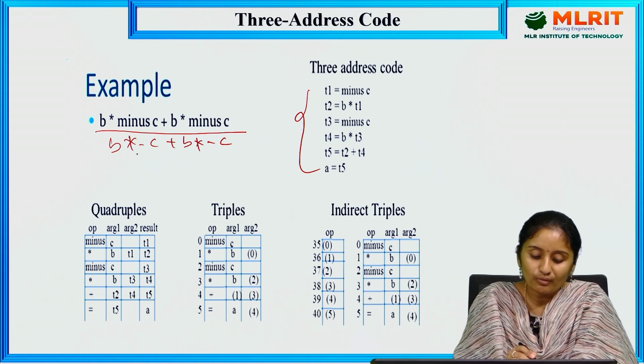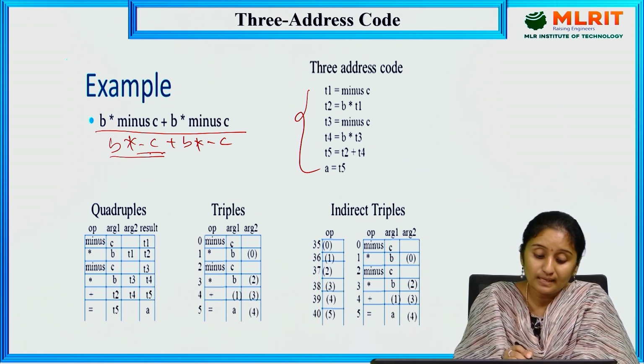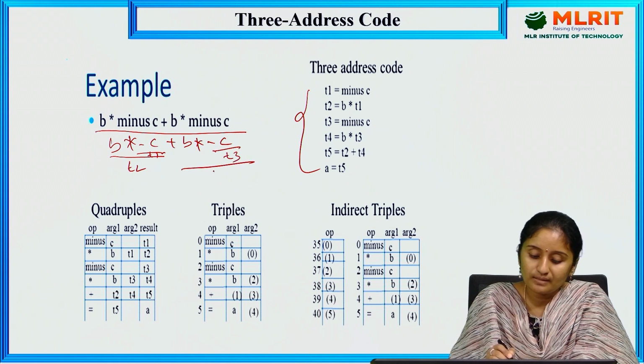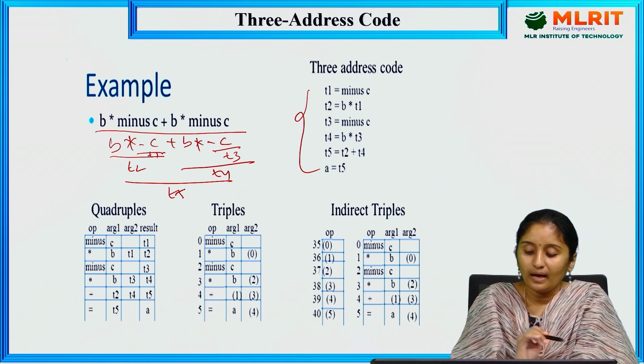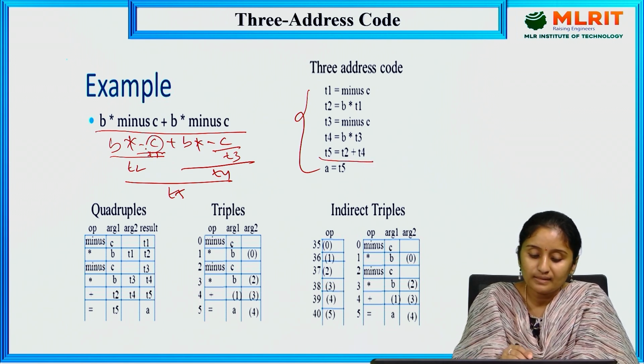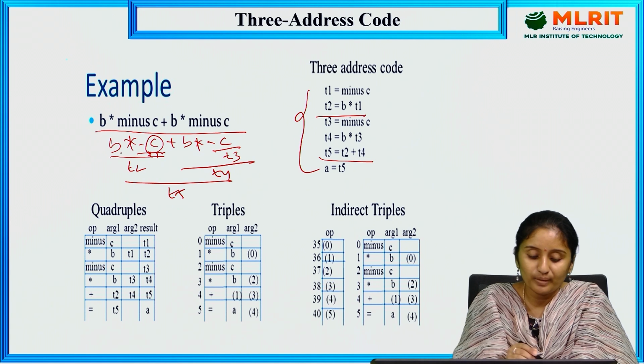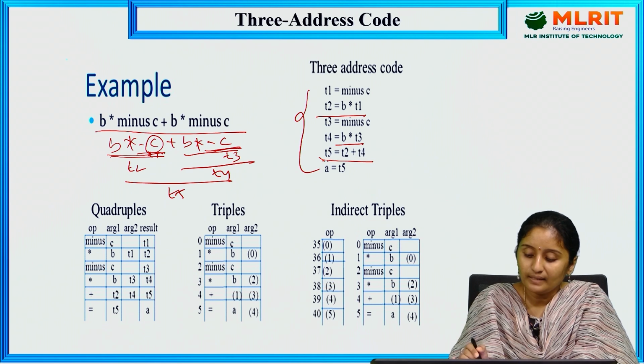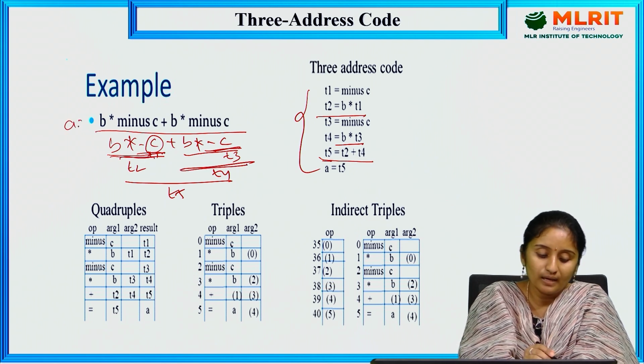So T1 equal to minus c. T2 equal to b into T1. This is T1, this is T2, this is T3, this is T4, and the whole thing is stored in T5. See here, T1 equal to minus c. Next, T2 equal to b into T1. Next, T3 equal to minus c. T4 equal to b into T3. And T5 equal to T2 plus T4. We have got here a equal to.